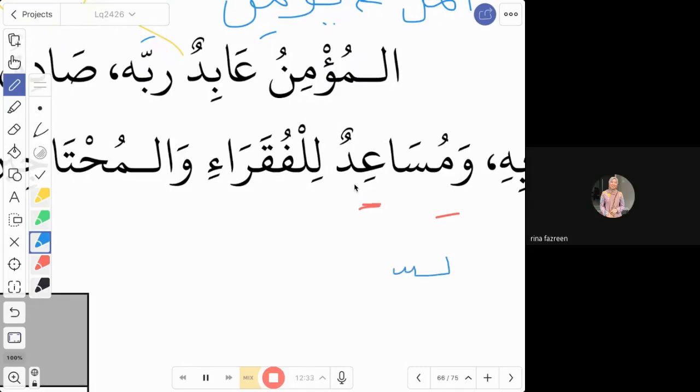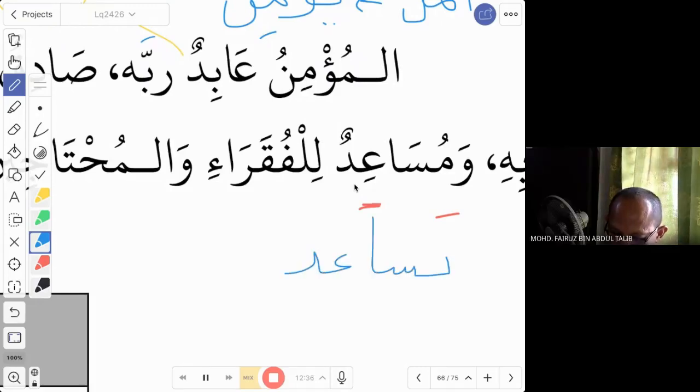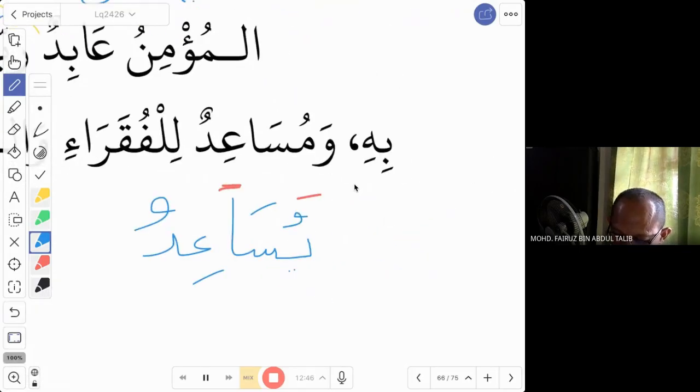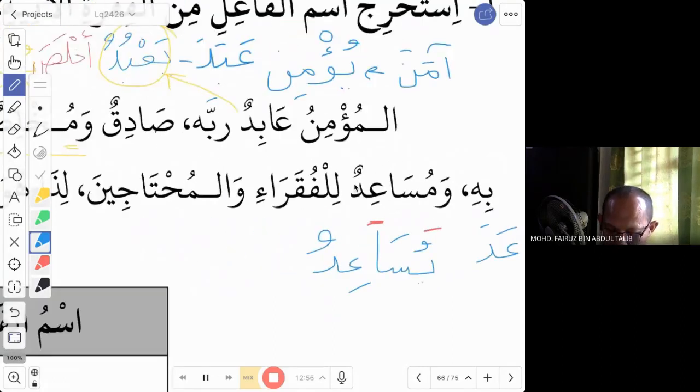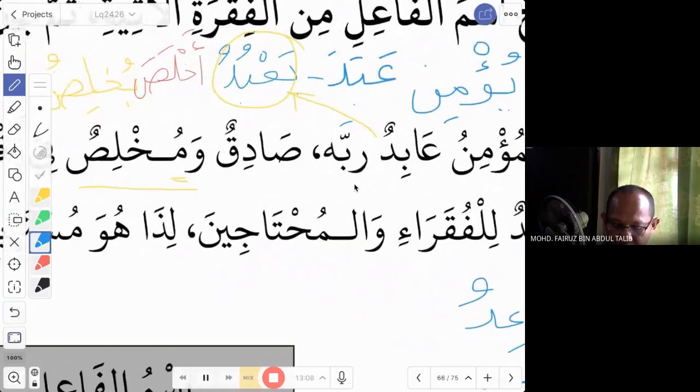Yusa'idu. So the easiest is, of course, to find the mudari. If you are already familiar with the wazan, then of course you know the wazan of madi as well. So this is yusa'idu, to help, and the madi, as you mentioned just now, sa'ada. So we say sa'ada yusa'idu and the person is musa'idun. And how do we translate? A helper to the fuqara, or is helping. You can also translate as the meaning of the fi'il. So he helps the fuqara, the poorest, and also the muhtajin.